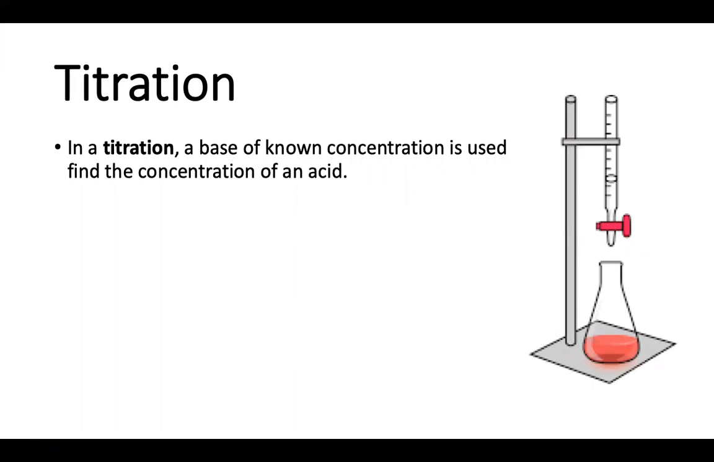So in titration, a base of known concentration is used to find the concentration of an acid. So what we're going to do is take the base of known concentration, put it in the burette right here, and then drop it bit by bit into the unknown acid below. And as we're adding acid to base, what is happening in the neutralization reaction? What is forming here? Yeah, so we're going to be forming water and salt as we mix together the acids and bases.